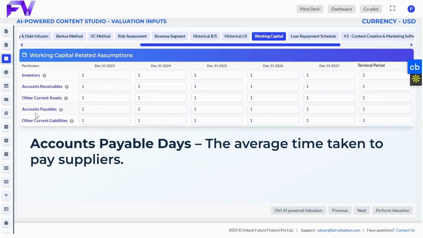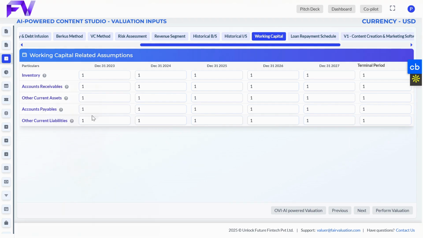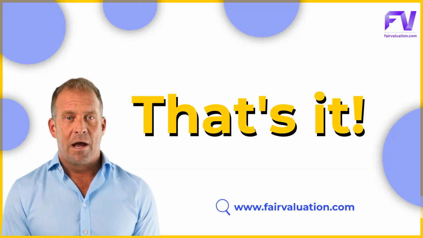Accounts payable days, the average time taken to pay suppliers. Other current liabilities days, the period within which other liabilities are settled. Ensure these values align with your actual business cycle to get an accurate projection of your working capital needs.